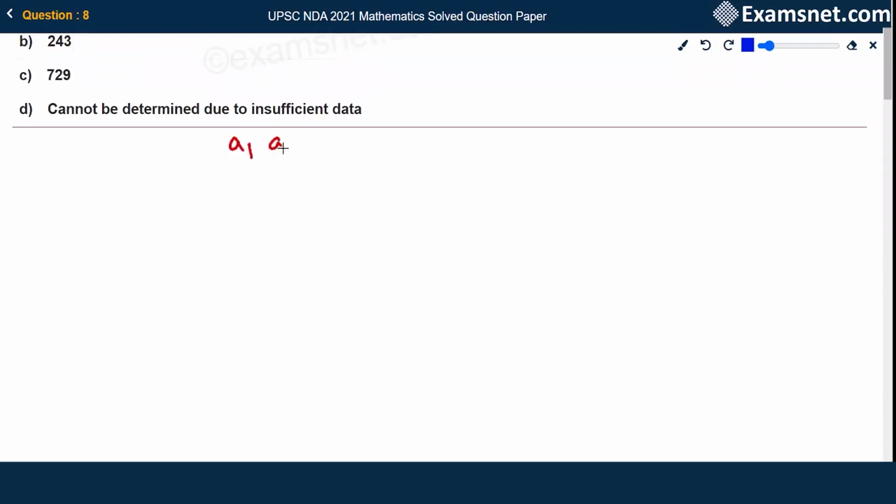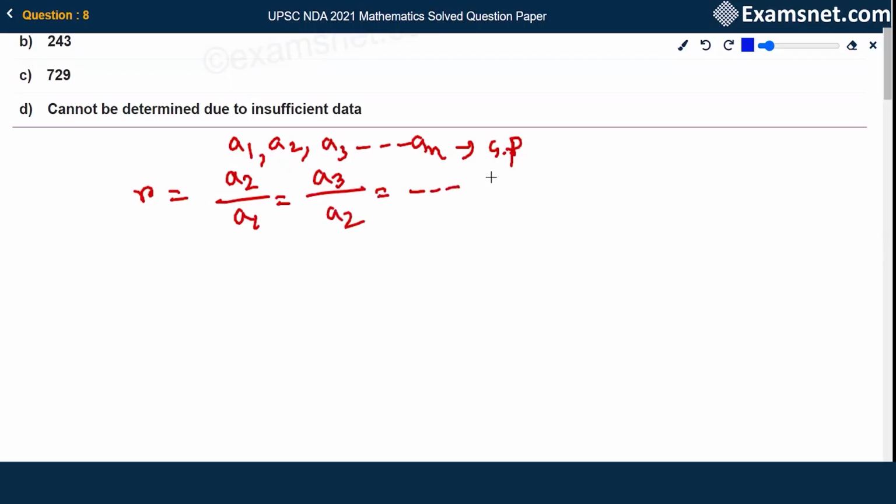Let's say here A1, A2, A3 up to AN, this is in GP. So what happens in GP? Usually we get a term in GP by multiplying a constant with the preceding term to get the next term. That means R refers here to the common ratio. The common ratio is always constant. So mathematically we can explain it as A2 by A1 will give us exactly the same value as A3 by A2, and in this way AN by A(N minus 1).